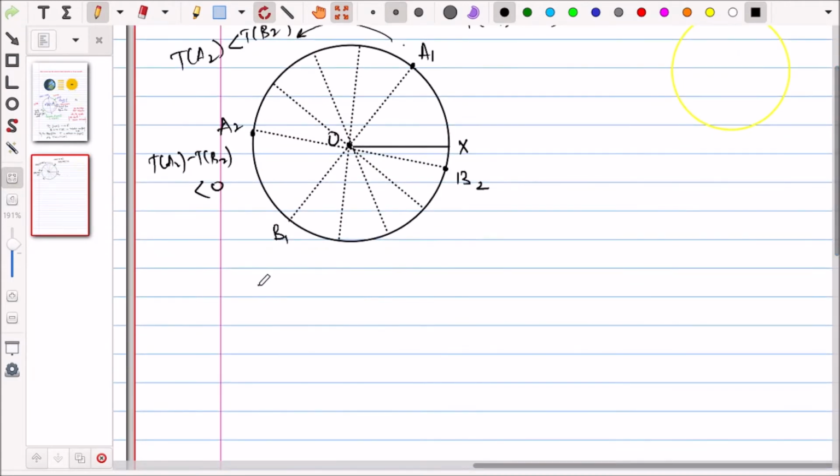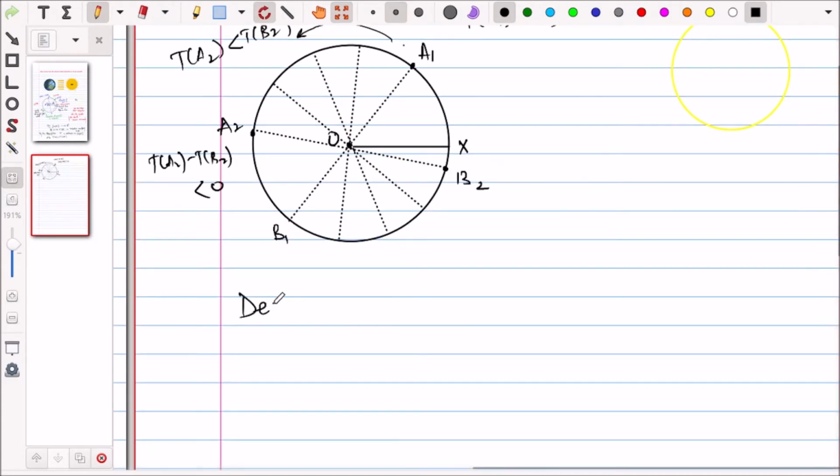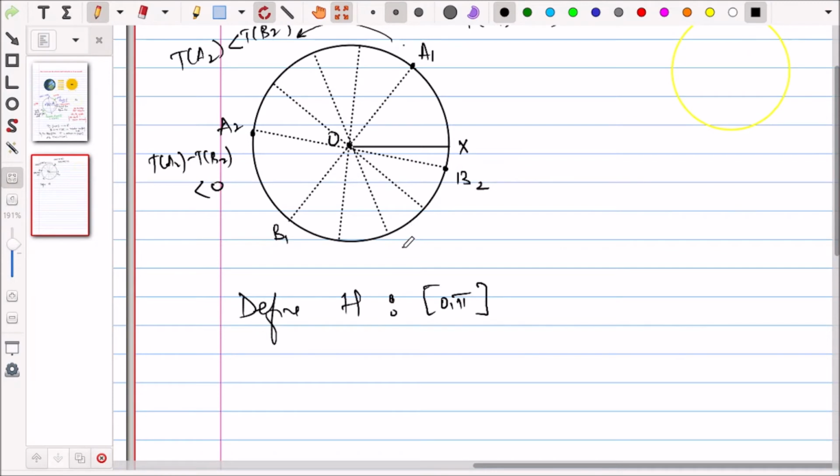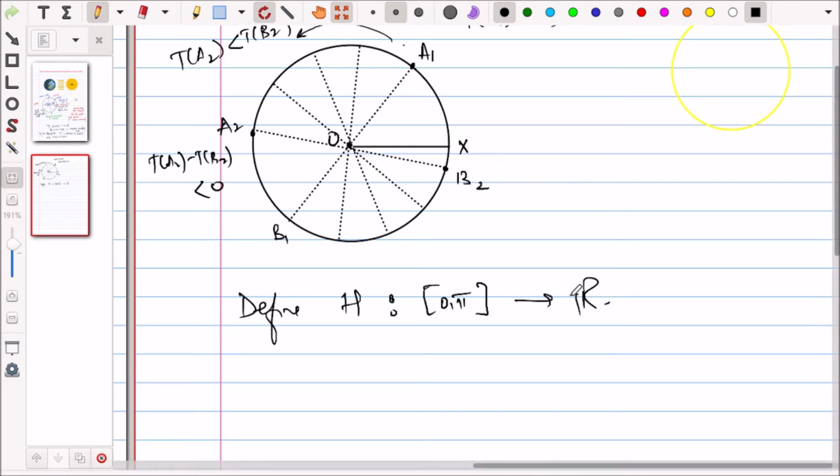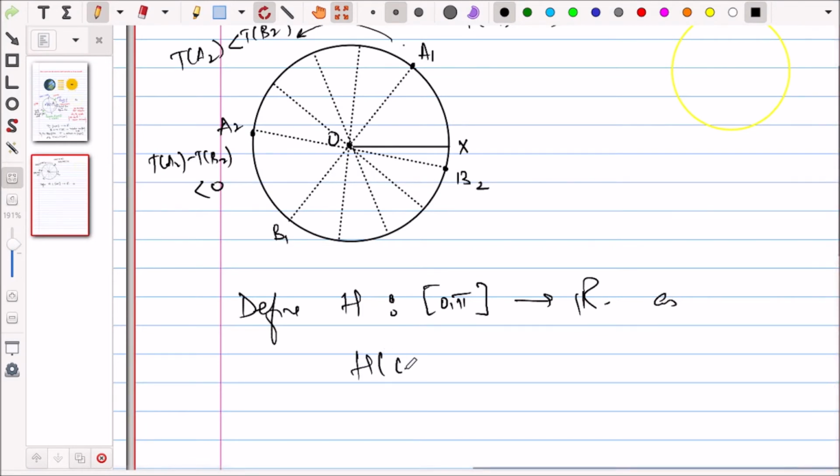Now we have to define the difference function. We will define h from 0 to pi, because we are taking opposite points together, so we have reduced this interval to half of the original domain. So h from 0 to pi to R is defined as h of theta equal to T theta minus T theta plus pi.